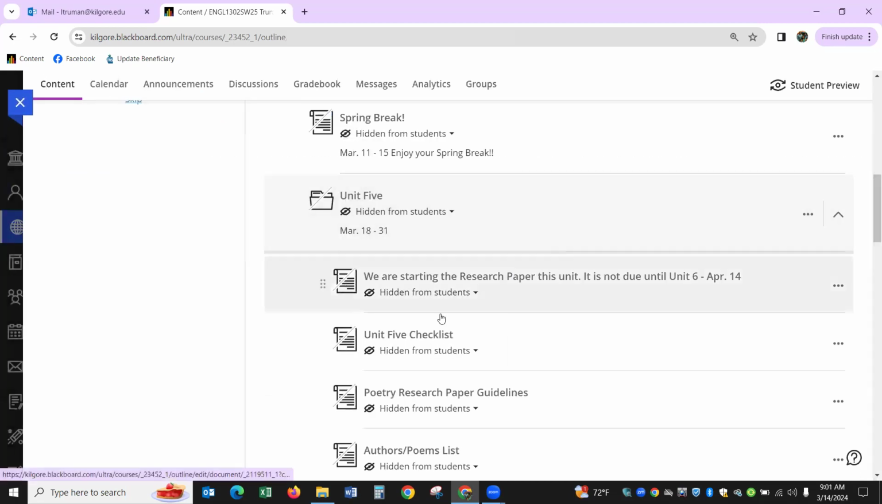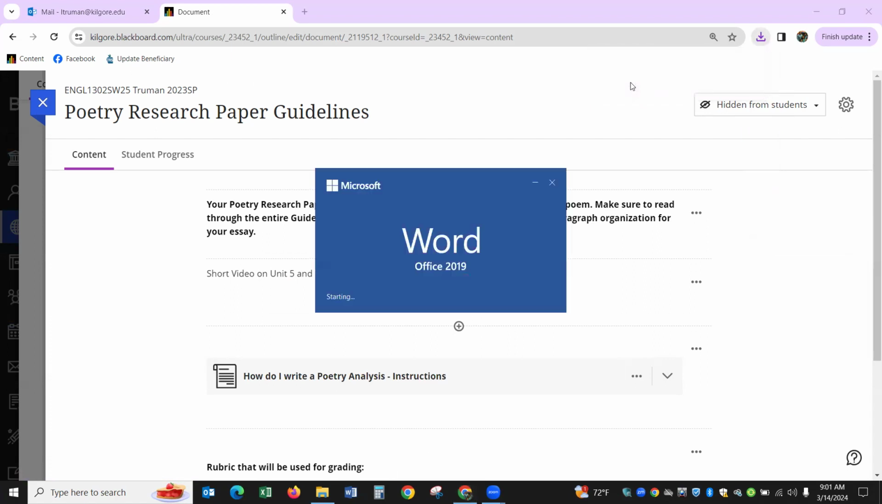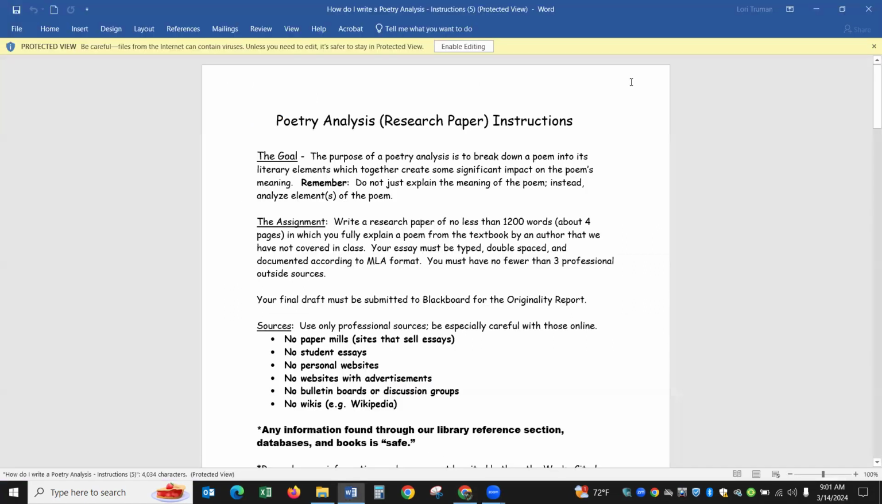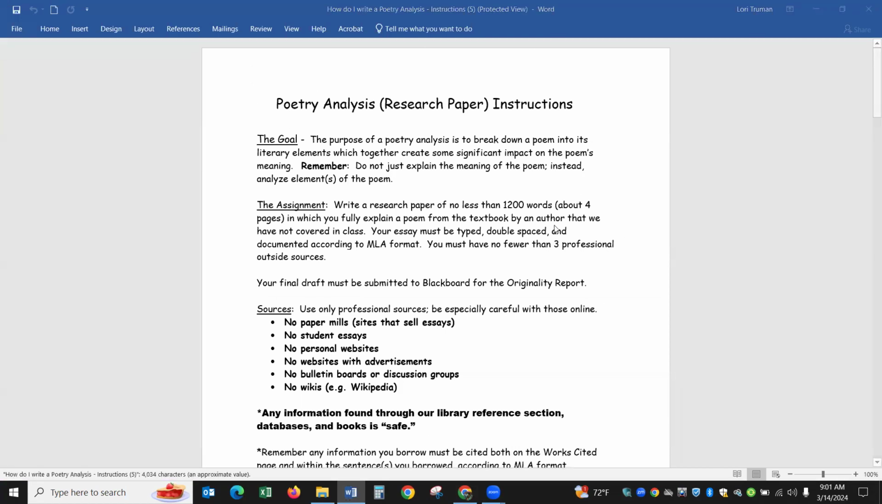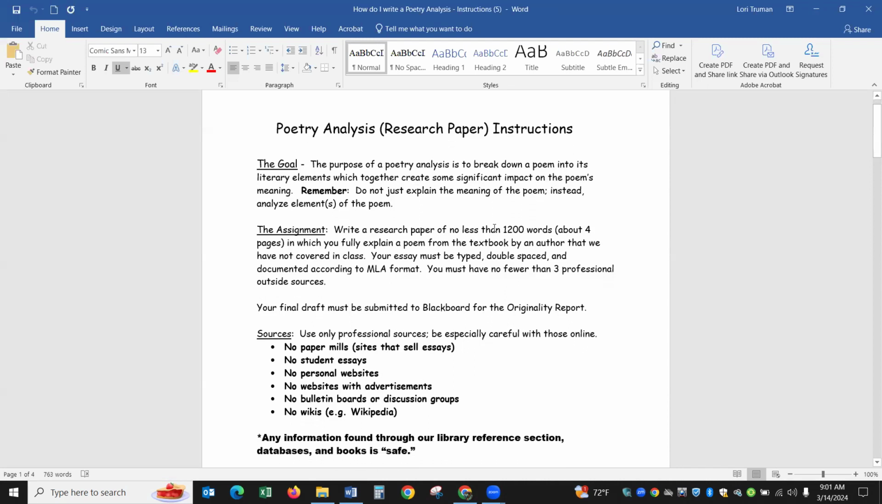If you'll look, this second thing that I have listed are the poetry research paper guidelines. If you will open up this particular handout that I've given you, you will see that it is as step by step as I can give you, showing you what goes in each paragraph, showing you the formula for the thesis statement again. And so I would print this instruction sheet and follow along with it as closely as you can. And that will help you by making sure you don't get points off for the overall format of your essay being incorrect.